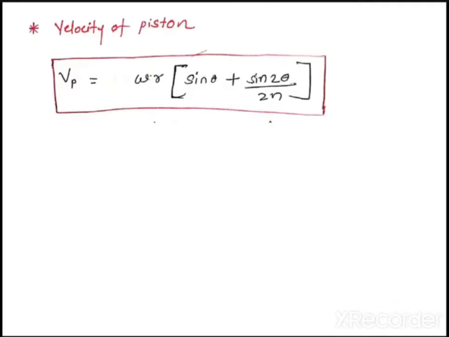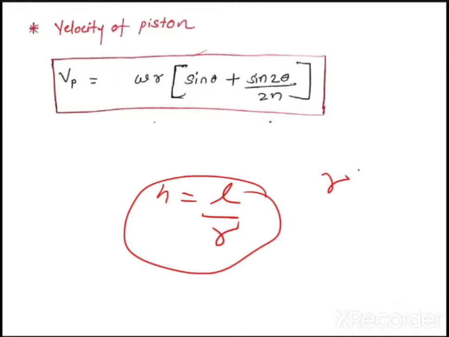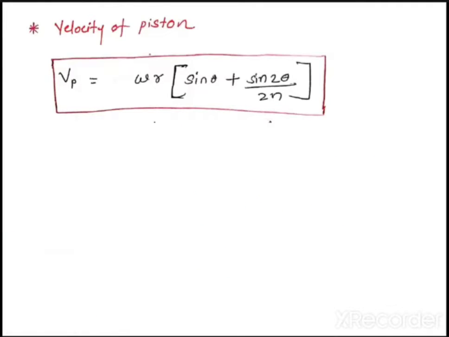Okay, so that is denoted by Vp, which is nothing but omega r into sin theta plus sin 2 theta upon 2n. You know what is omega, you know what is r. What is n? n is nothing but the obliquity ratio L upon r. r is nothing but the radius of crank. Omega is the angular velocity of that crank at which the crank is rotating, right? And theta is nothing but the crank angle. So you can calculate the velocity of a piston.